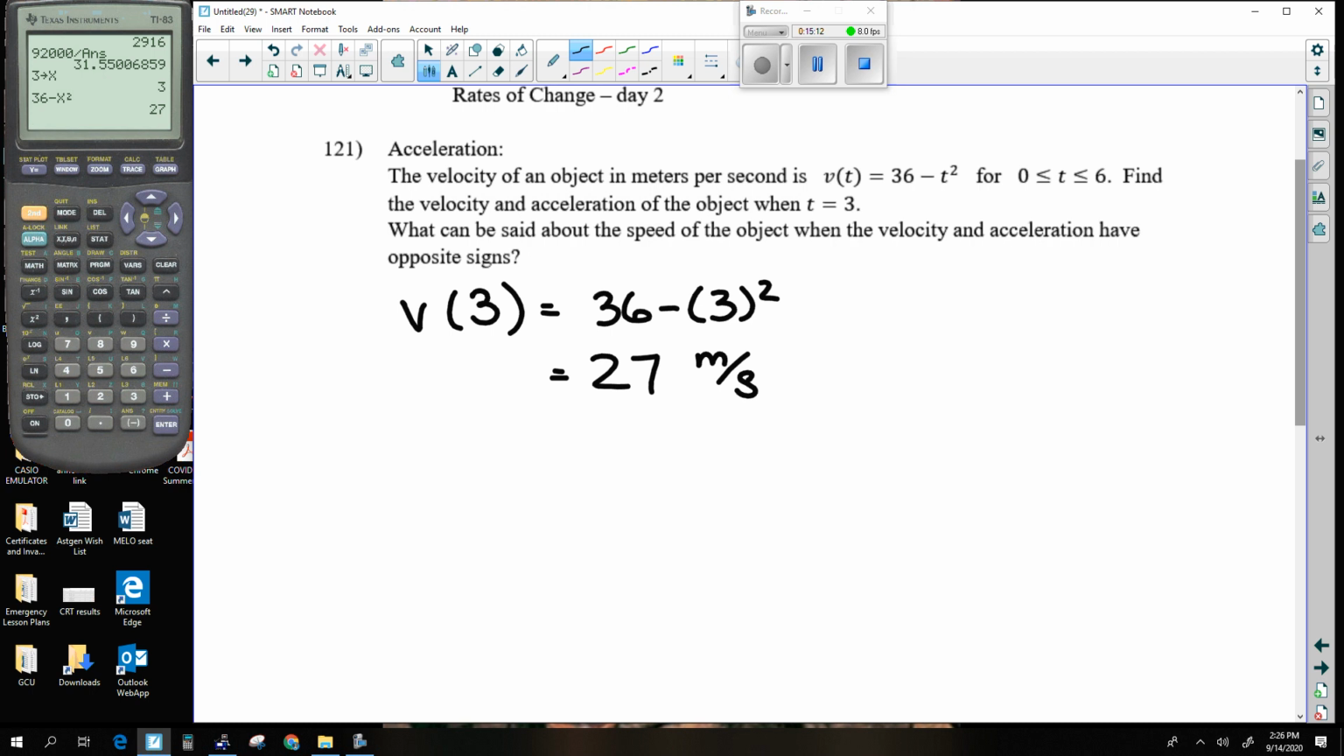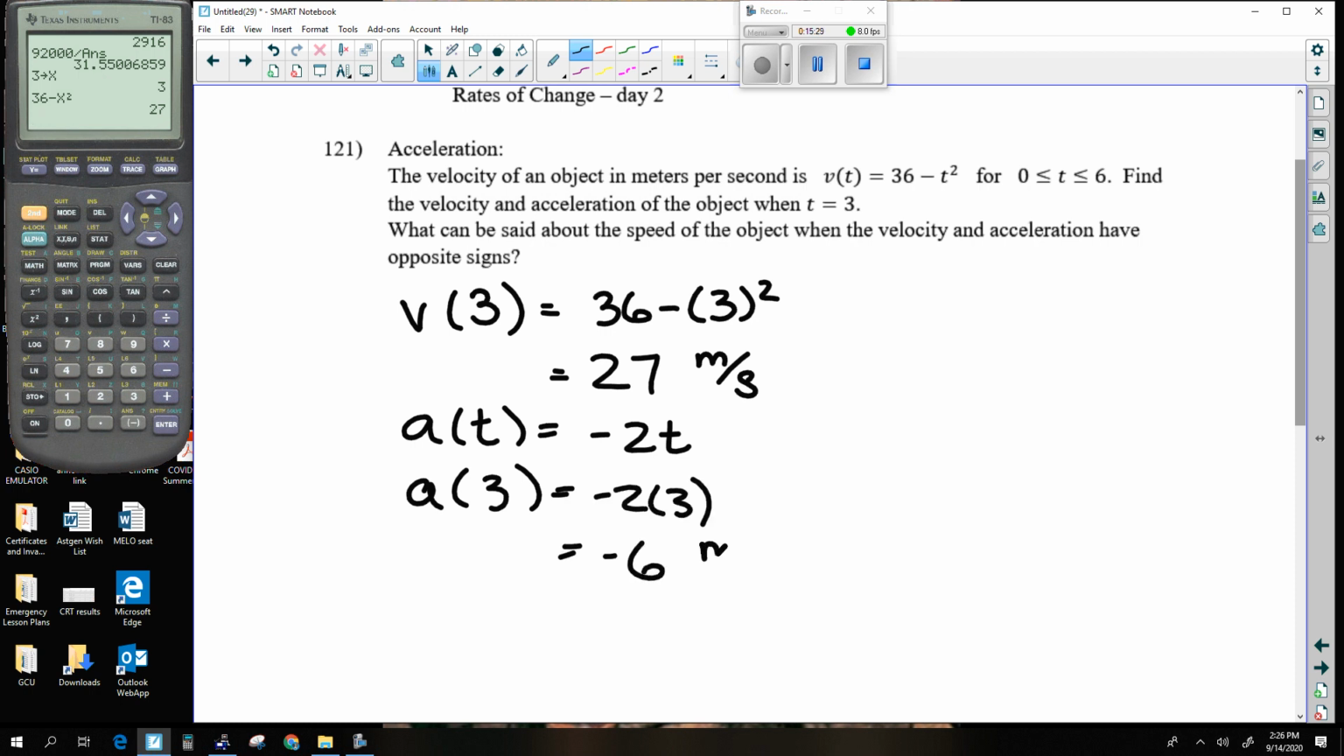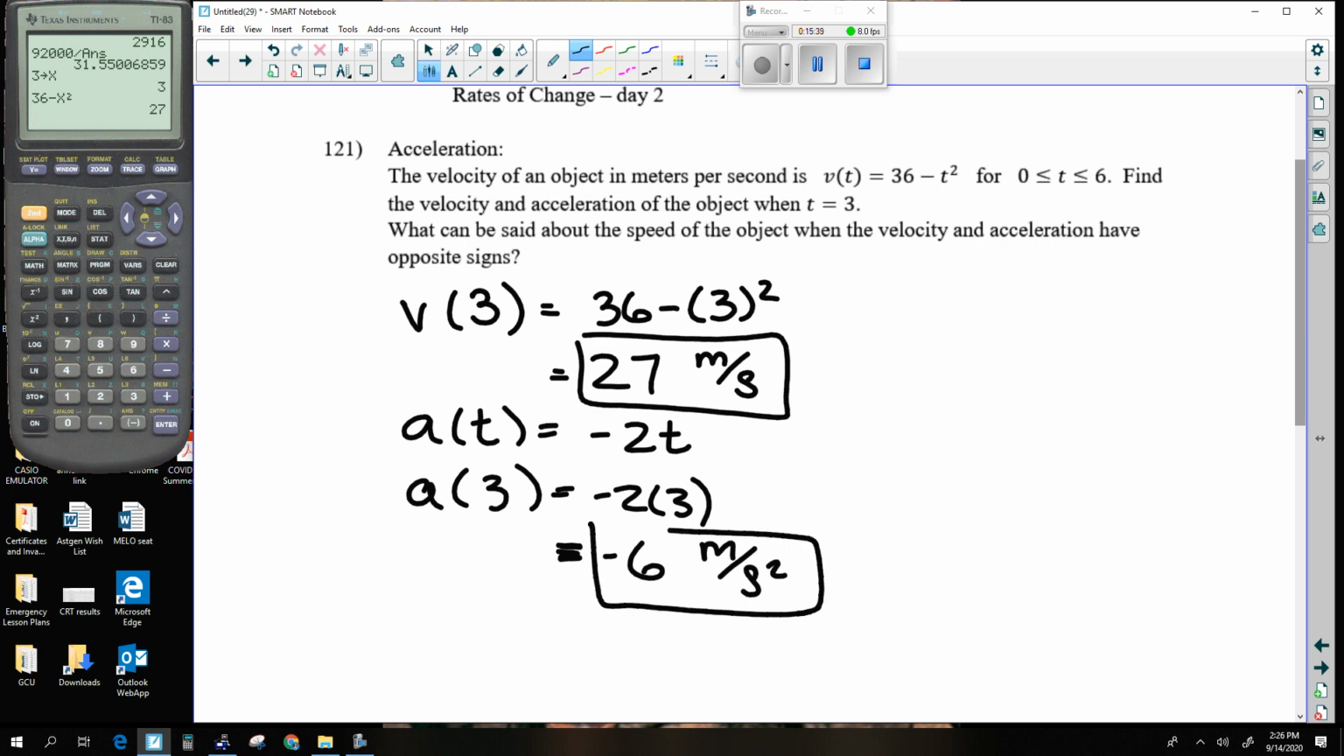And then the acceleration is the derivative of velocity, so that's going to be negative 2t, going back to the original equation. And so what is the acceleration at 3 seconds? Well, it's negative 2 times 3, so that's negative 6 meters per second squared. There's your acceleration at 3 seconds.